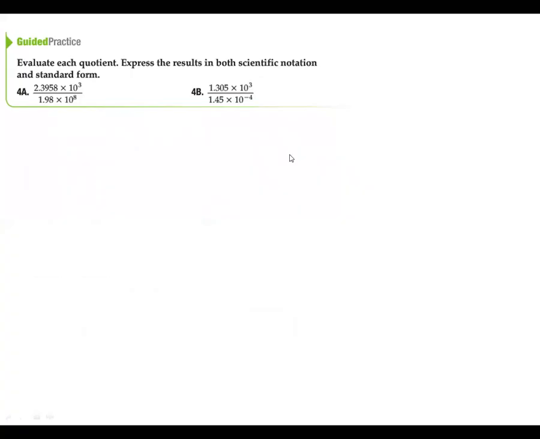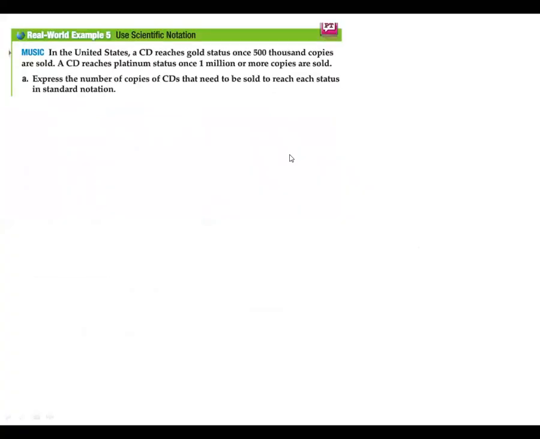Okay. All right, so let's check out a real world example. In the United States, a CD reaches gold status once 500,000 copies are sold. A CD reaches platinum status once 1 million or more copies are sold. Express the number of copies of CDs that need to be sold to reach each status in standard notation. Well, 500,000 is kind of part in words and part in numbers. So 500,000 would be written like this, and 1 million written like that.